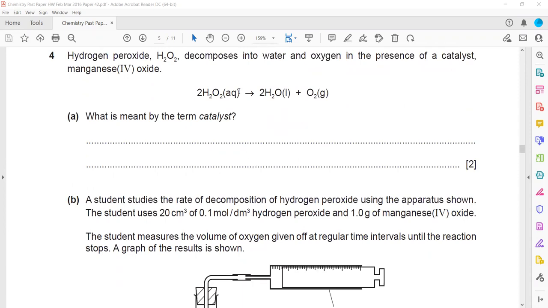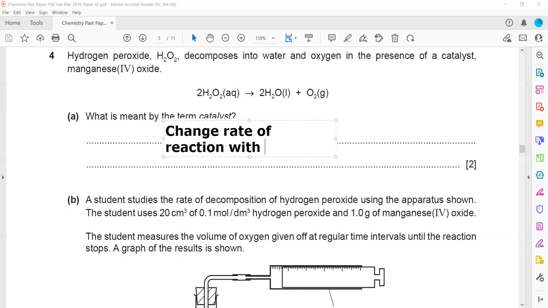Hydrogen peroxide decomposes into water and oxygen in the presence of a catalyst. What is meant by catalyst? A catalyst is a substance which alters the rate of reaction or changes the rate of reaction. That is 1 mark. But without being chemically used up. Like, chemically, it does not change.